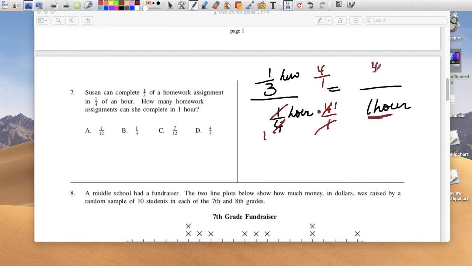1 times 4 is 4, 3 times 1 is 3. We have our answer, it's 4/3, or, yep, right here. It even changed it to a mixed number, which I love. Thank you. So she can finish 4/3 of her homework.